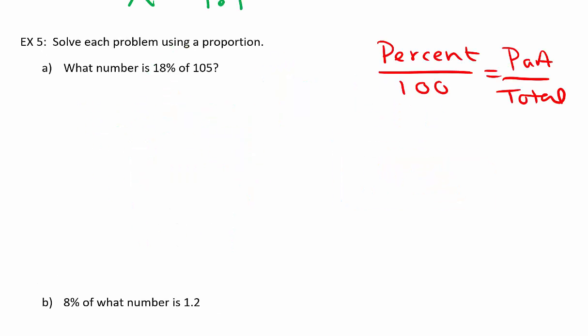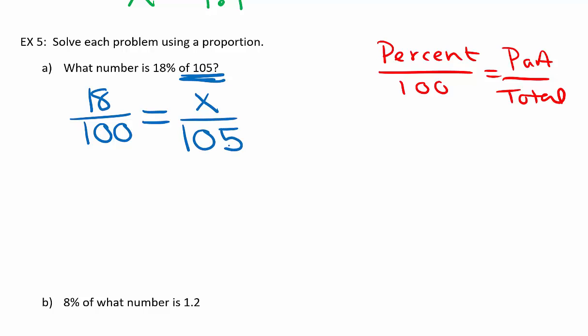Now percent problems can also be solved using proportions, the idea that the percent over 100 has to equal the part over the total. So what number is 18% of 105? The total is always after the "of." So 18 is my percent, so my proportion is going to be 18 over 100. I don't know the part, that's my x, and the total is the 105.